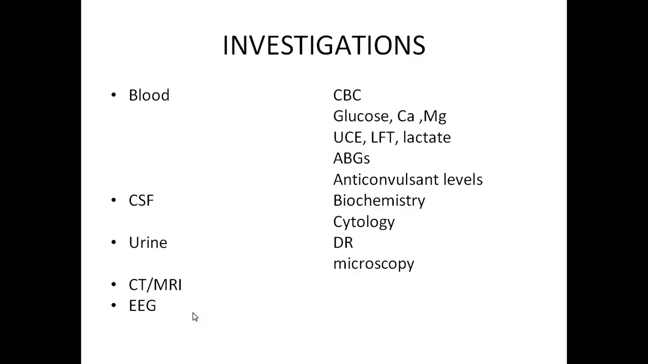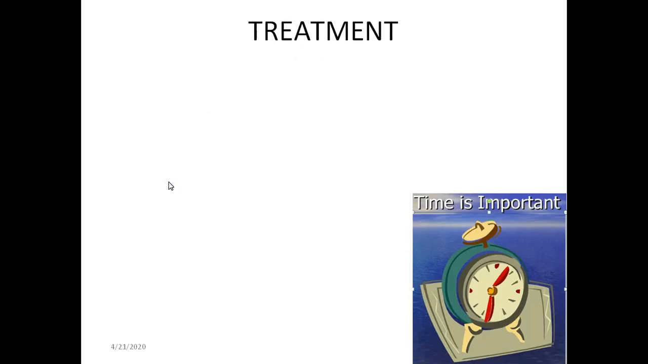There are certain investigations which can be done so that intervention can be done to counteract the effect of status epilepticus. So in blood: complete blood count, glucose, calcium, magnesium, urea creatinine, LFT, ABG, CSF biochemistry, urine routine microscopy, CT, EEG. So what to treat?